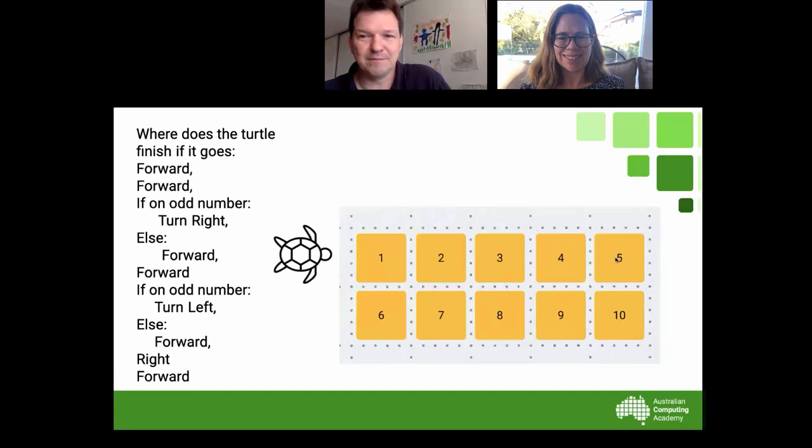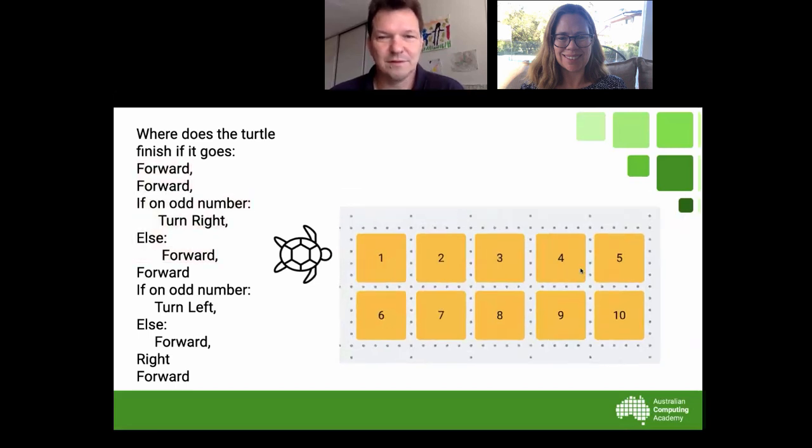Now, the last two instructions say right and then forward, and there's no word if for that one, so everybody has to do that. So go ahead, everyone, and work out which square we're going to finish our journey on. Excellent. We've got a few people. Well done, everyone who's guessing 10. Nice work. So we've followed the turtle's journey and we've finished up on square number 10.